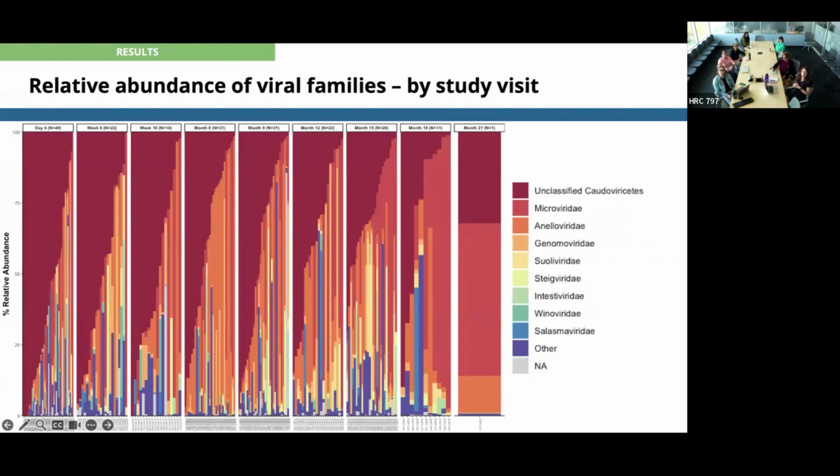This plot is getting now more at the idea of time. So these bars are representing study visit time points. So day 4 is on the left, month 21 is on the right. Take month 18 and month 21 with a grain of salt because the sample size is very low. It's only 1 on month 21.